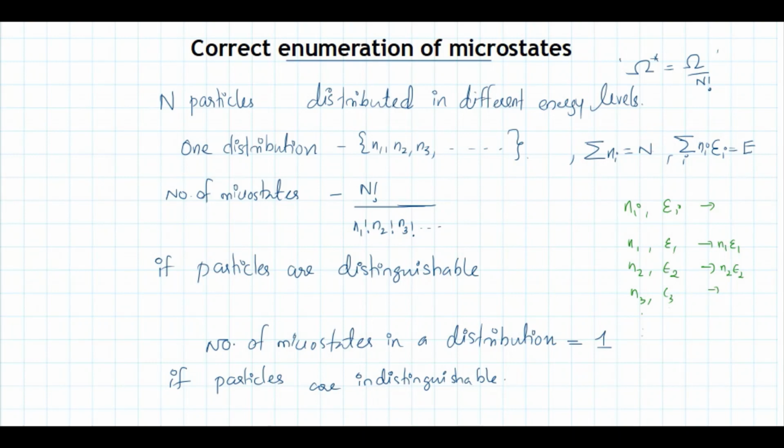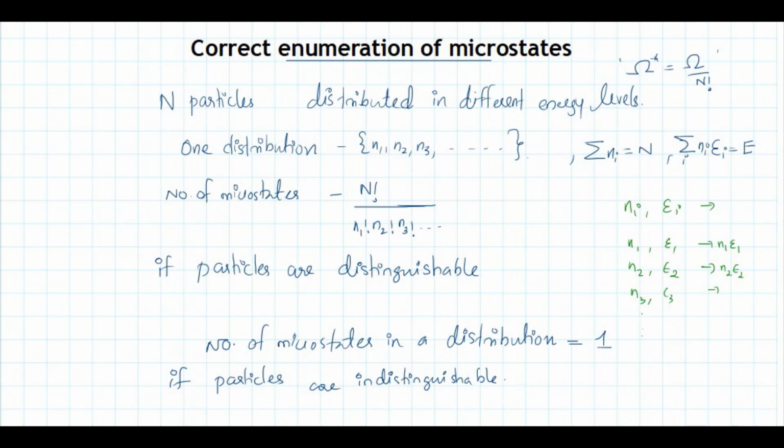For this particular macrostate, how many microstates are there? For that, we can consider different distribution sets. For satisfying this particular condition, we will have different distribution sets. Suppose one such distribution is this one: N1 particles in the first level, N2 particles in the second level and so on. Suppose this is one of the distributions.